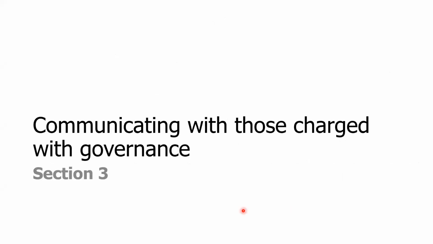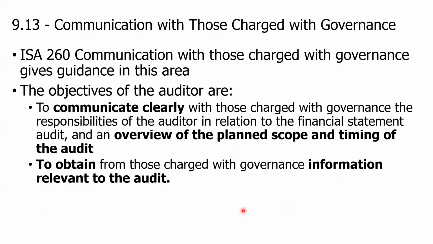So we've said that the auditor is supposed to communicate with those charged with governance. That's in line with ISA 260. And then when he communicates deficiencies in internal control to those charged with governance, that would be ISA 265. So what's the objective of ISA 260? The objective of the auditor, according to the standard, is to communicate clearly with those charged with governance the responsibilities of the auditor in relation to the financial statement audit and an overview of the plan, scope, and timing of the audit, to obtain from those charged with governance information relevant to the audit.